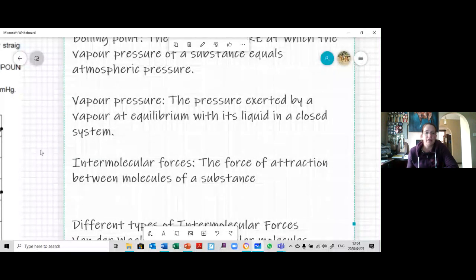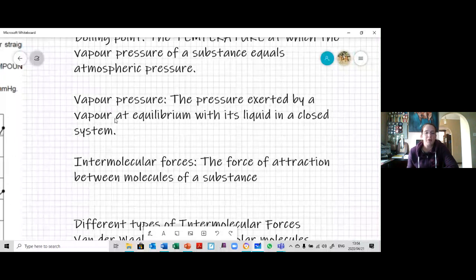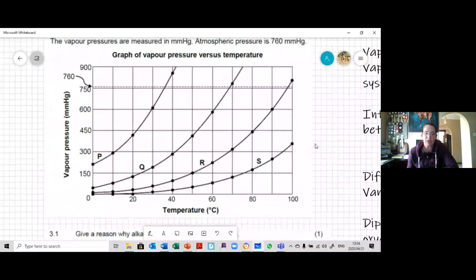Then we also know that the vapor pressure is the pressure exerted by a vapor at equilibrium. We can have vapor pressure at any temperature, and the closer that vapor pressure gets to atmospheric pressure, the closer we get to boiling point. That is how you would interpret a graph when you are given vapor pressure. You find atmospheric pressure, so 760, and then we can say that P has a boiling point when the vapor pressure equals atmospheric pressure, at roughly, let's say, 35 degrees Celsius. That is how you need to interpret a graph like this.